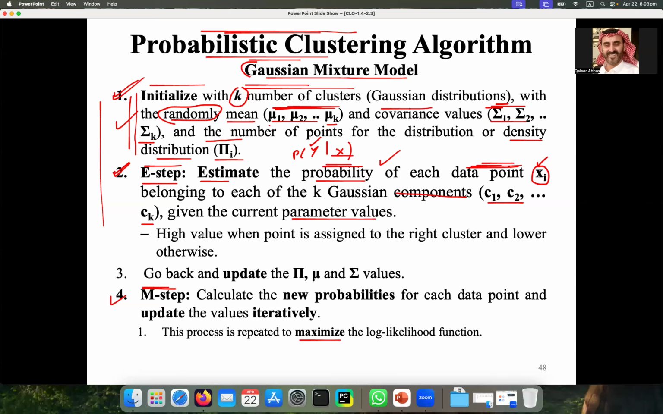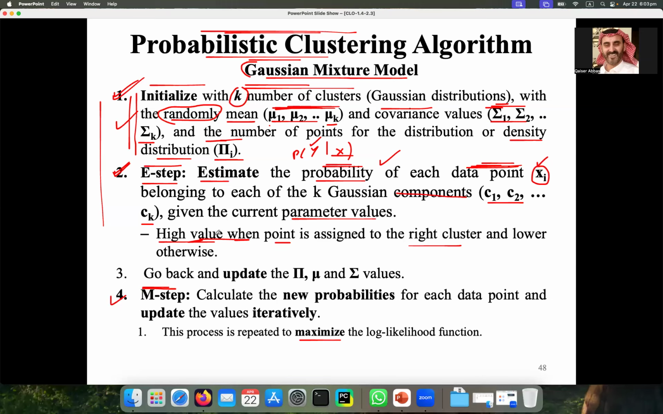And if you have a high value of that probability, then it means you have to assign this data point to that cluster. What does it mean? It means if you have a high probability value for some data point with a cluster, then you have to assign this point to that cluster. And that cluster would be the right candidate for that.